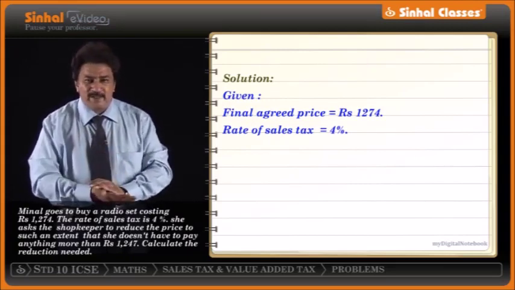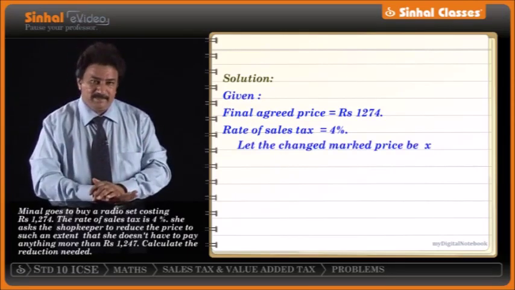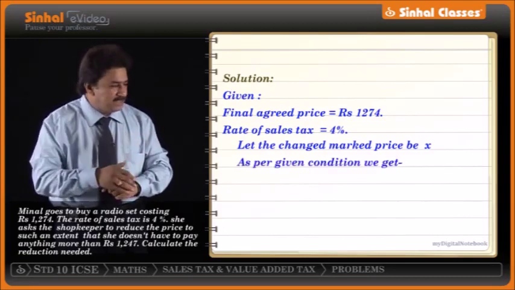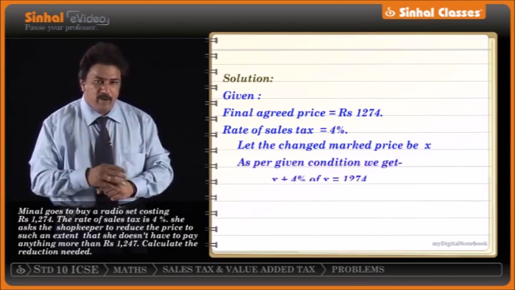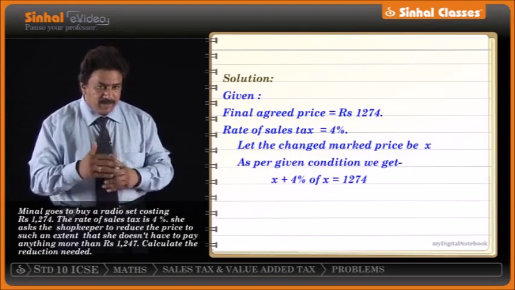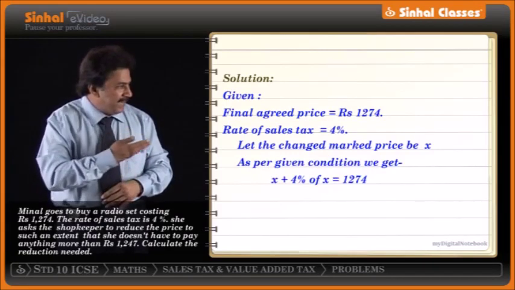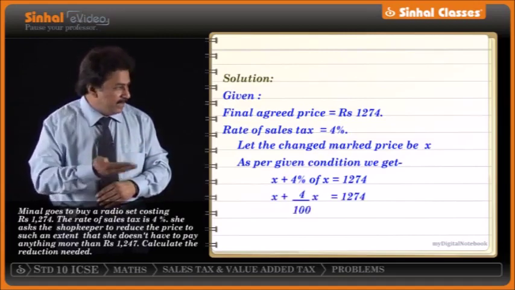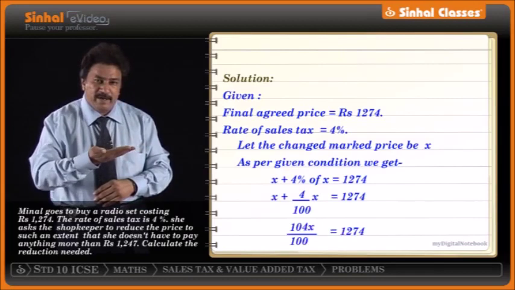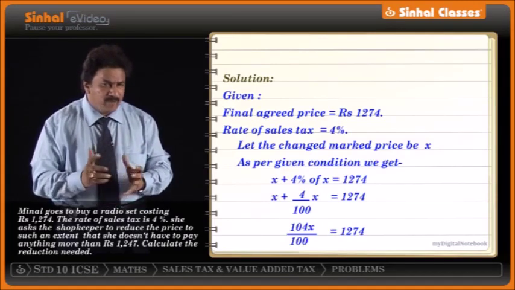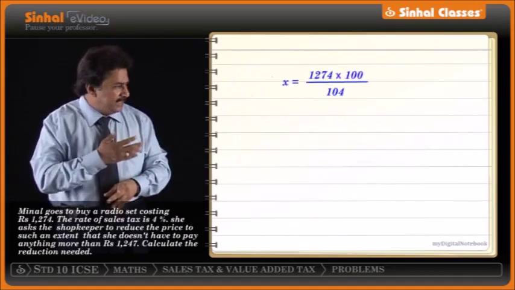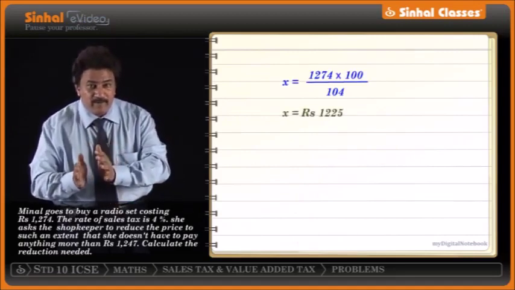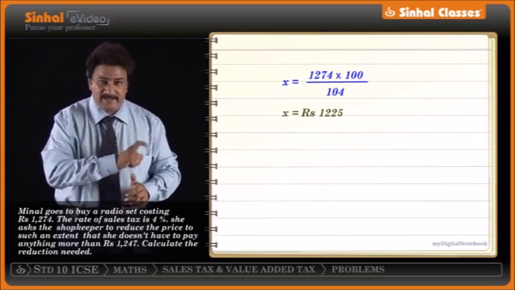Let the new mark price, or the changed mark price, be x. And as per the given condition, what do we get? x plus 4% of x will give me 1274. Further down simplification, what I get is x plus 4x upon 100 is equal to 1274. That is nothing but 104x upon 100 is equal to 1274. After cross multiplication, what I get, x is equal to 1225. 1225 is the changed mark price.